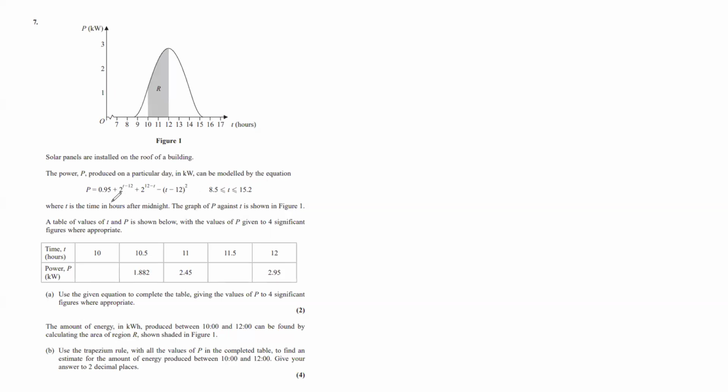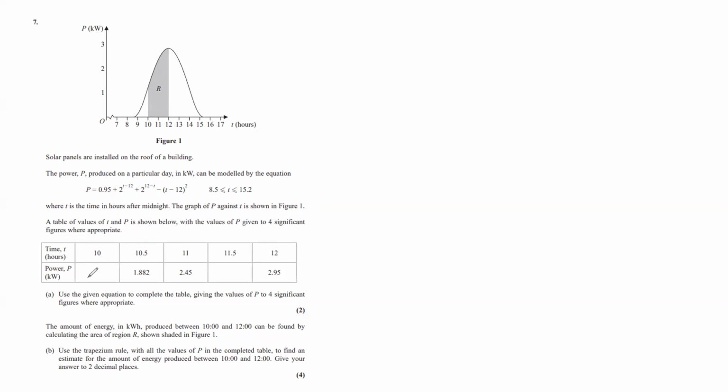It can be modeled by the equation P is equal to 0.95 plus 2 to the power of t minus 12 plus 2 to the power of 12 minus t, minus 12 the whole square, where t is the time in hours after midnight. The graph of P against t is shown in figure 1. A table of values of t and P is shown below. Find the values of P given to four significant figures where appropriate.